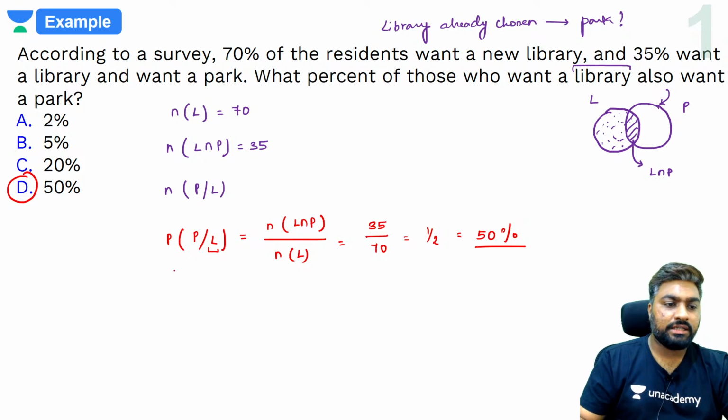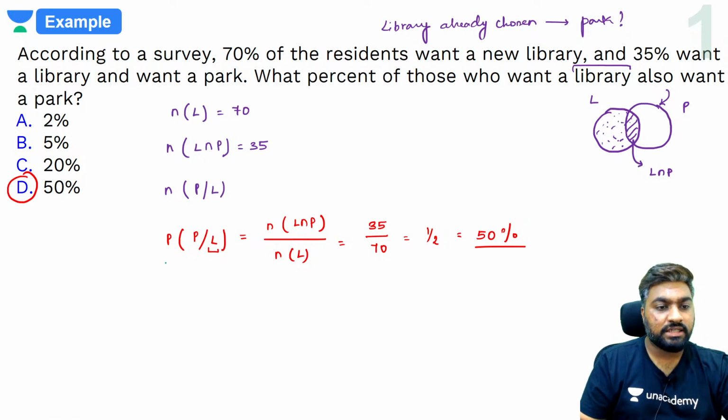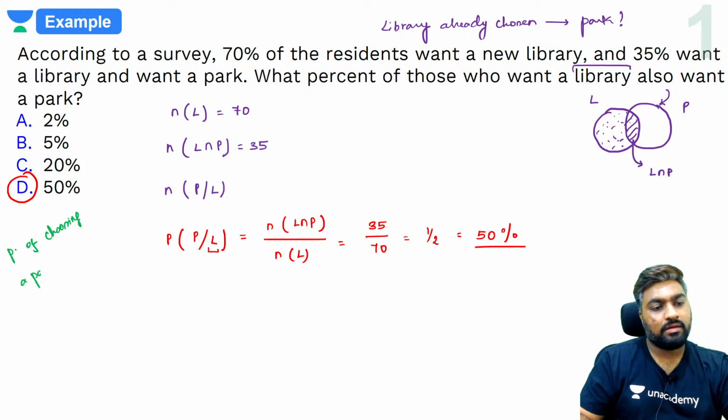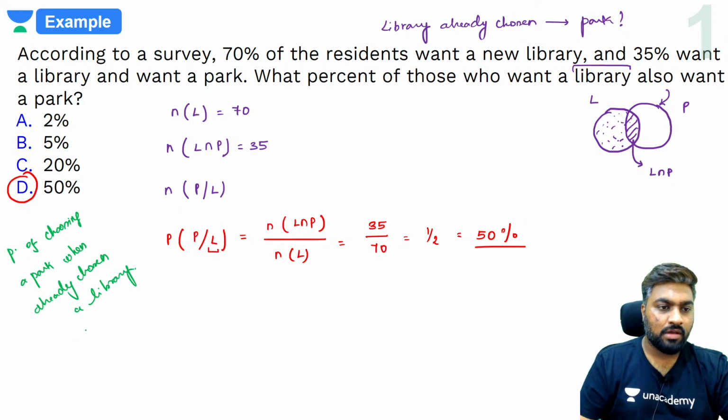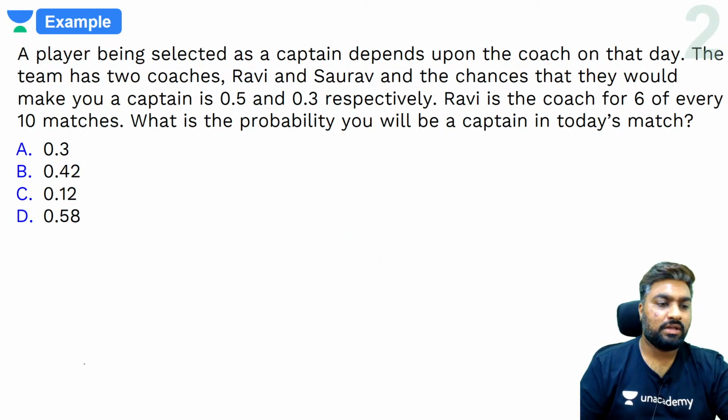So this is called conditional probability, where what we just found out is the chances or probability of choosing a park when already selected or already chosen a library. Done? So it's as simple as this, guys. That's it. Got it? Chalo, let's quickly try this now. Let's see if you can answer this.